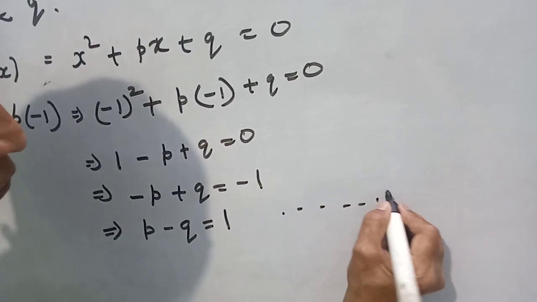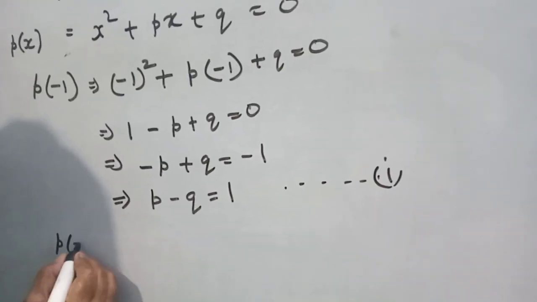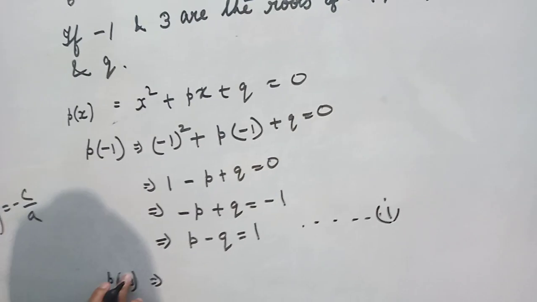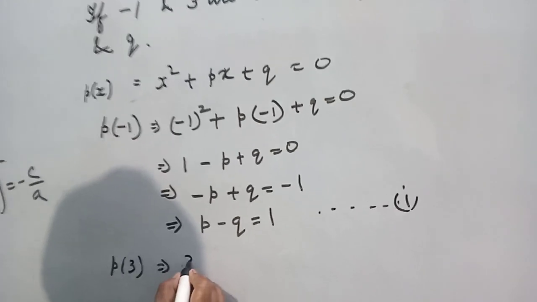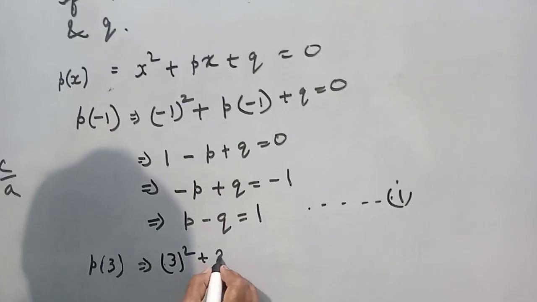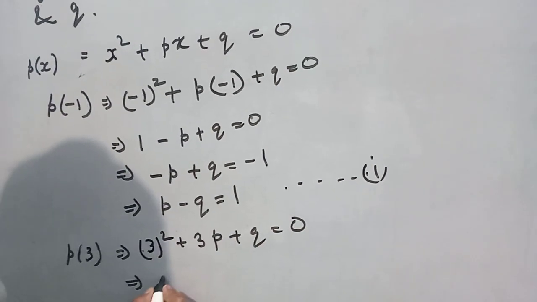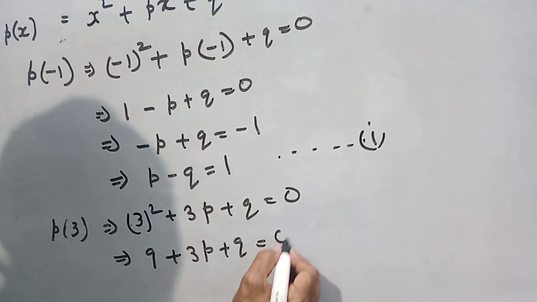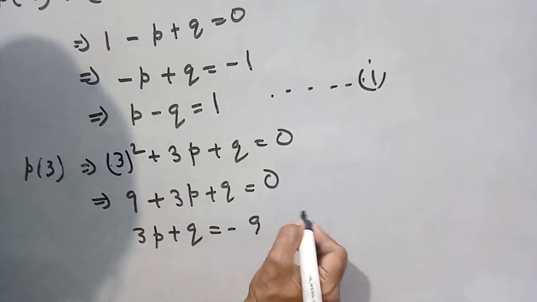This is equation 1. Now take x equal to 3, it is not minus 3, it is plus 3, so just put 3 in it. 3 whole square plus 3 into p plus q is equal to 0. So this implies 9 plus 3p plus q is equal to 0, or 3p plus q is equal to minus 9. This is equation 2.